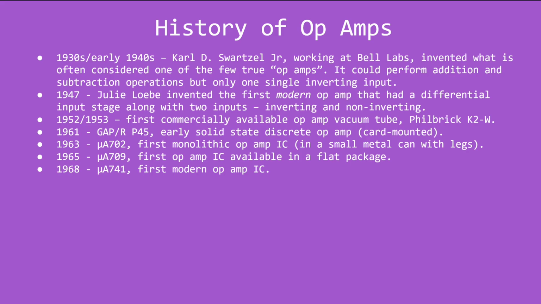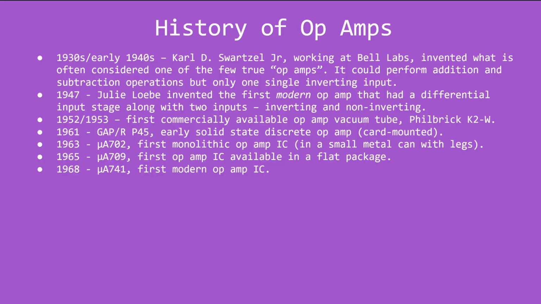In 1947, Julie Lubra invented the first modern op amp that had a differential input stage along with two inputs, inverting and non-inverting. Somewhere between 1952 and 1953, the first commercially available op amp vacuum tube, the Philbrick K2-W, came onto the market. And then in 1961, the GAP-R P45 became one of the first early solid state discrete op amps, although in this case it was mounted on a card.